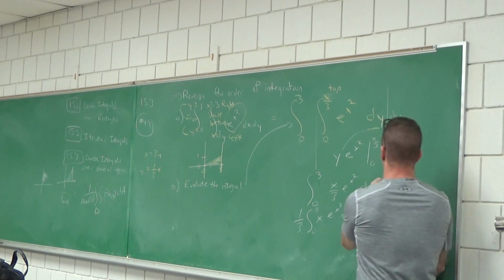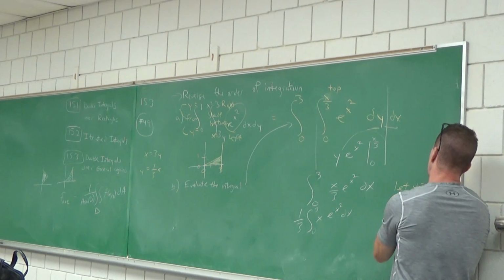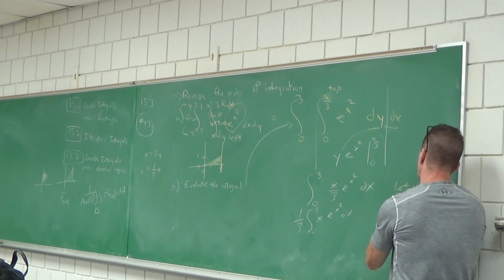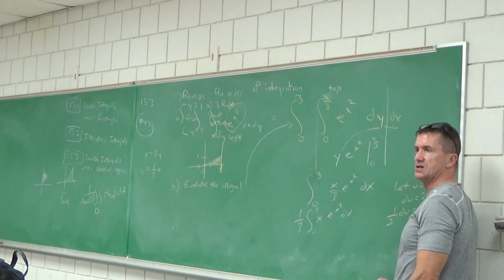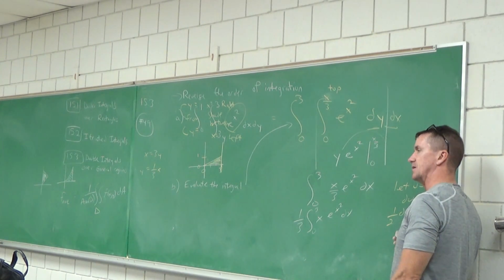Let u equal x squared. du equals 2x dx. 1/2 du equals x dx. I do want to point out, if you're rusty on u-subs, you get a lot of practice in this chapter. We get a lot of u-subs popping up here and there.